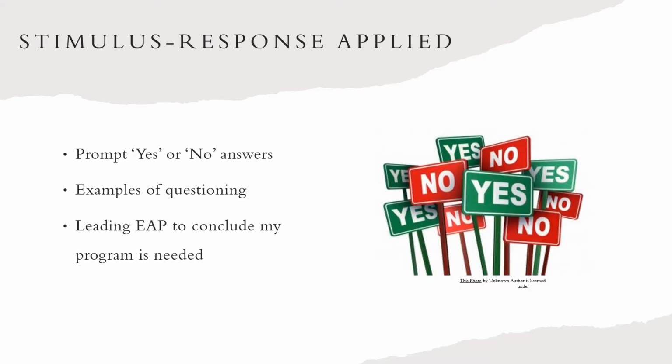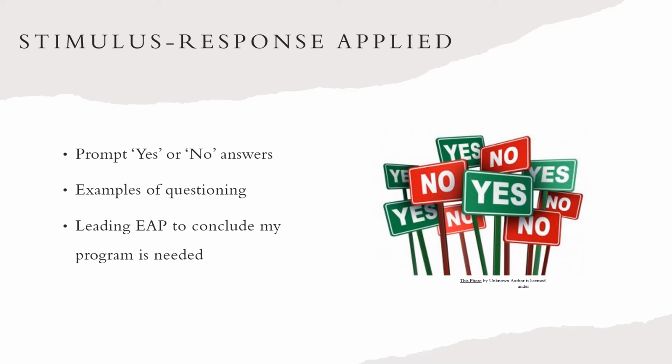When applied to selling an alcoholic dependency program, I would craft my script to prompt mostly yes or no answers from the EAP. My goal would be to get them to conclude that they need to offer this benefit to their employees through my line of questioning. Some example questions that would follow this approach include me asking the EAP, "You care about your employees' health and well-being, correct?" To which the EAP would answer, "Yes."